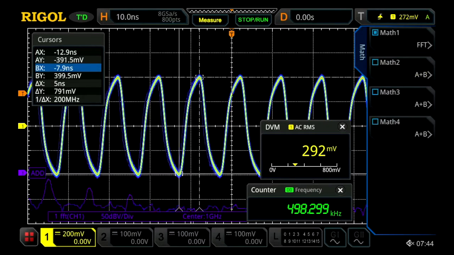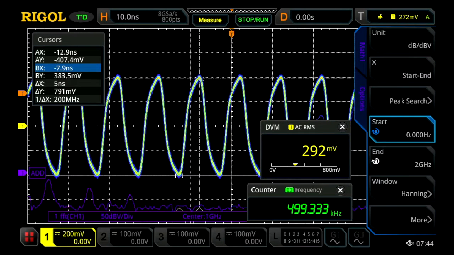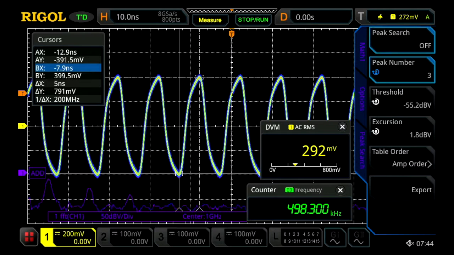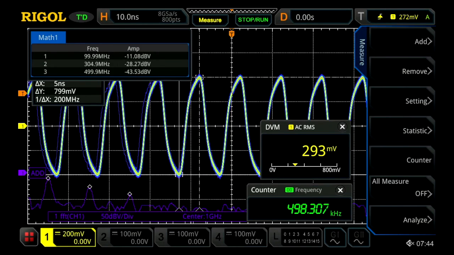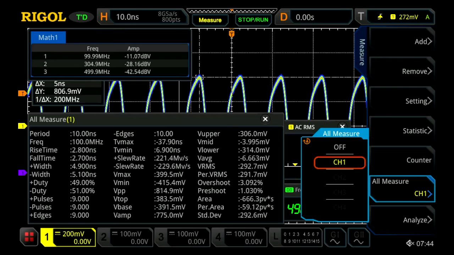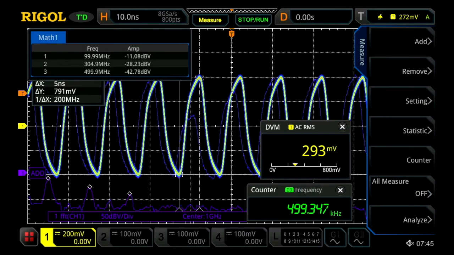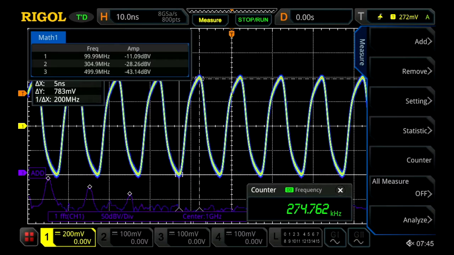We can go further into the FFT function, set up the peak search, capturing the peak values for those three harmonic peaks on that signal. We can also go ahead and turn all the measurement functions on if we want. Now this whole time we've managed to stay right at about that 500,000 waveforms per second rate.